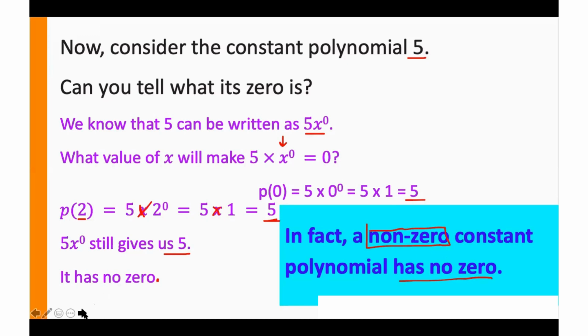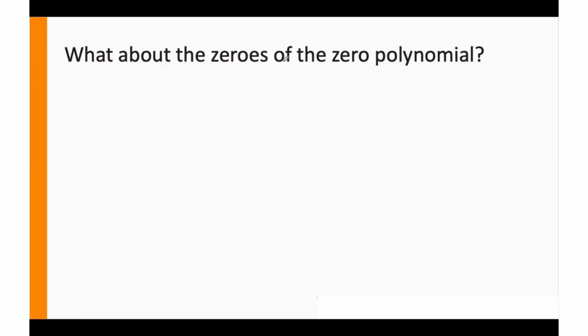But what about the 0 constant? So let's check out. What about the zeros of a 0 polynomial? That means just the number 0. Now, if we take 0, it could be written with the variable having any power. It could be x raised to power 4, it could be x raised to power 10, it could be x raised to power 100, because when it multiplies with 0, it will become 0.